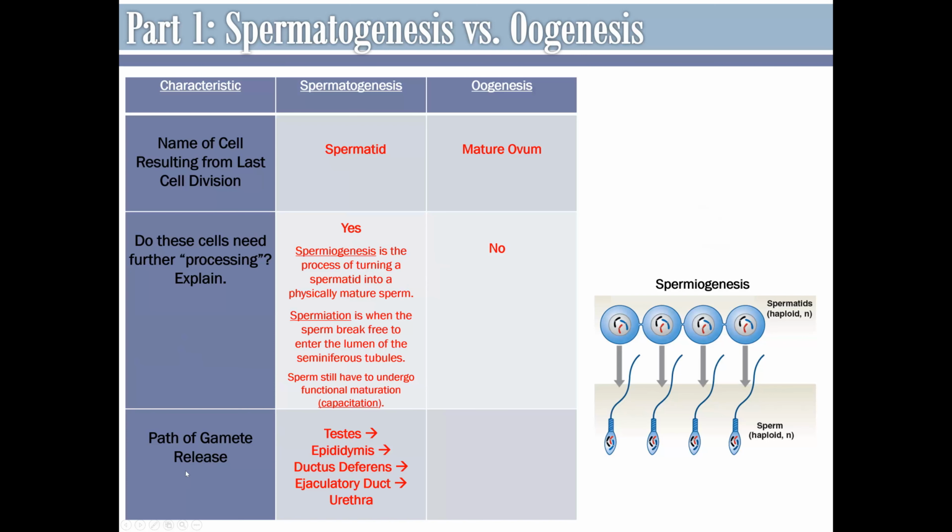So for the sperm, after they leave the testes, they're going to go through the epididymis, and then through the ductus deferens, and then into the ejaculatory duct, where they are mixed with secretions from the seminal glands, and then out through the urethra. In oogenesis, the ovum is going to go from the ovary to the uterine tube, and then to the uterus, but it will only implant in the uterus if it is fertilized by the time it gets there. Otherwise, it is going to disintegrate.